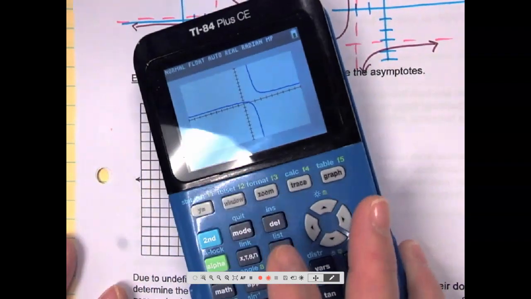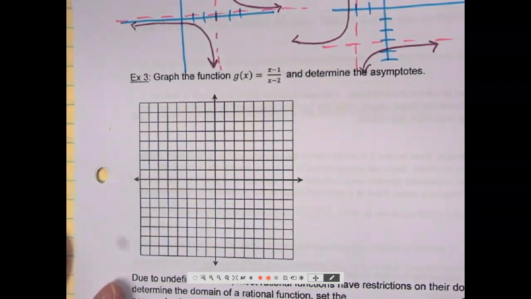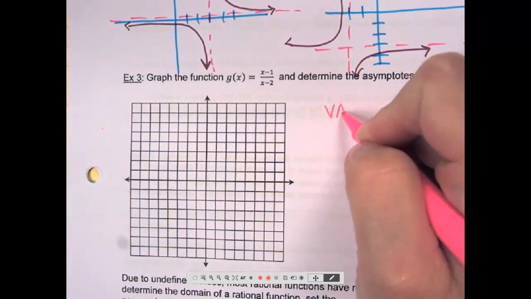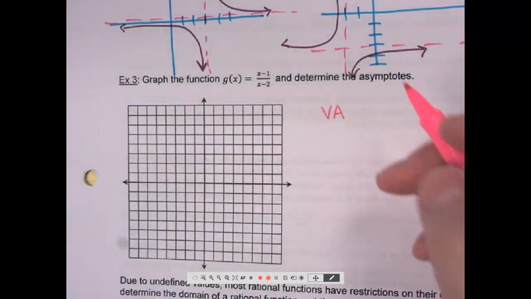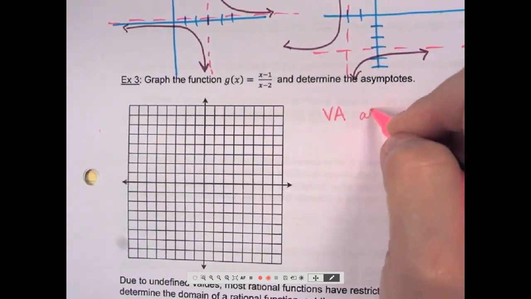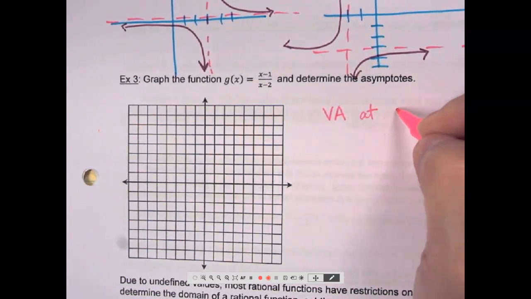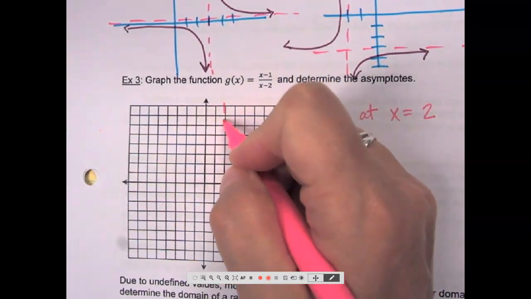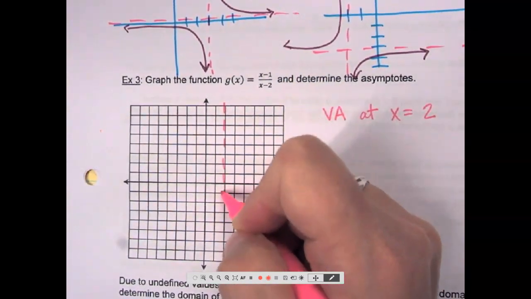Okay, so let's talk about how we graph this. Let's mark the asymptotes first. So we had a vertical asymptote. Okay, guys, we're almost done. Stick with me. Vertical asymptote at x equals 2. So go to 2, dot the line.